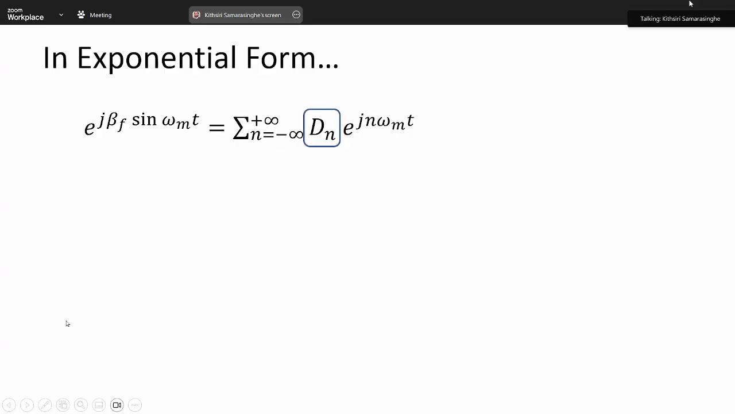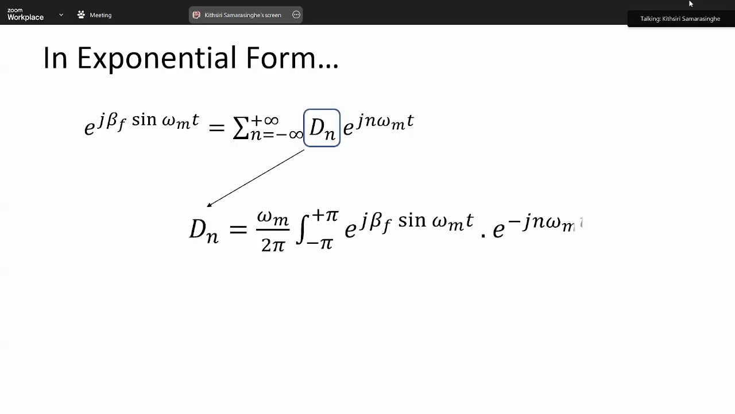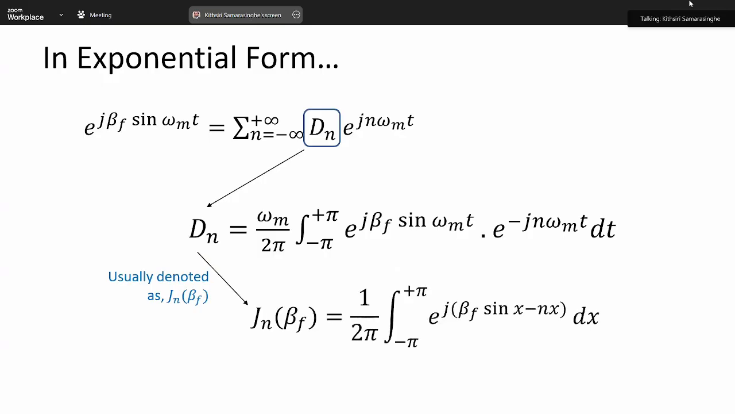We can calculate Dn by definition. You have learned that part. So Dn can be calculated by this equation by definition. Integrate. Usually these Dn values are denoted by standard notation in FM called Jn(beta). I will explain this in a moment.